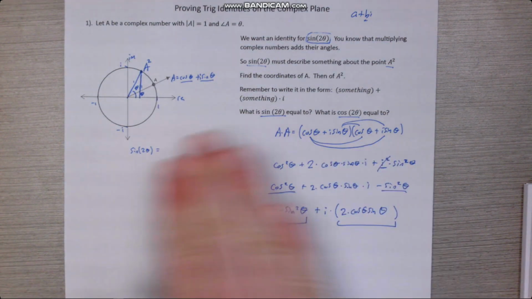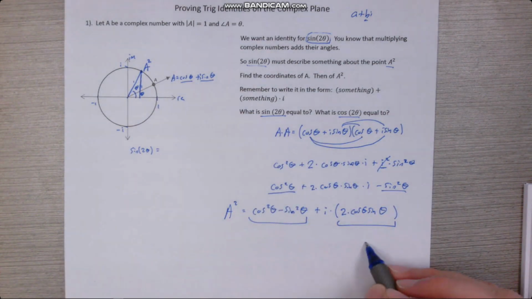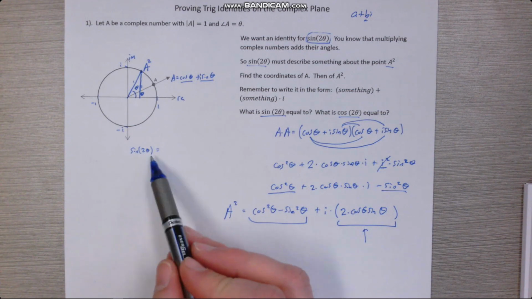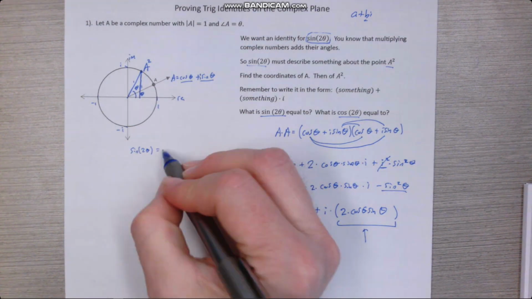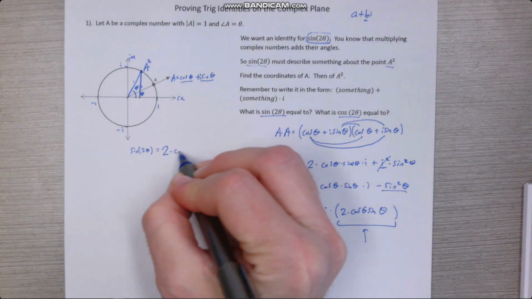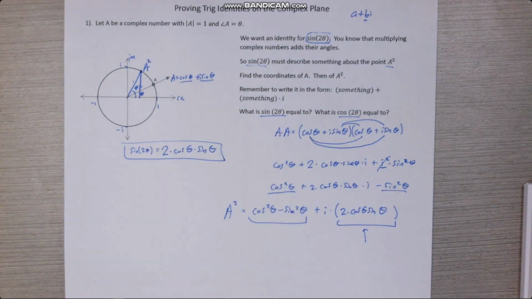So find with your eyes, where's the imaginary part of A squared? And there it is. So sine 2 theta, by SOHCAHTOA, describes that height, but that height is also 2 cosine sine. And there we've derived the identity.